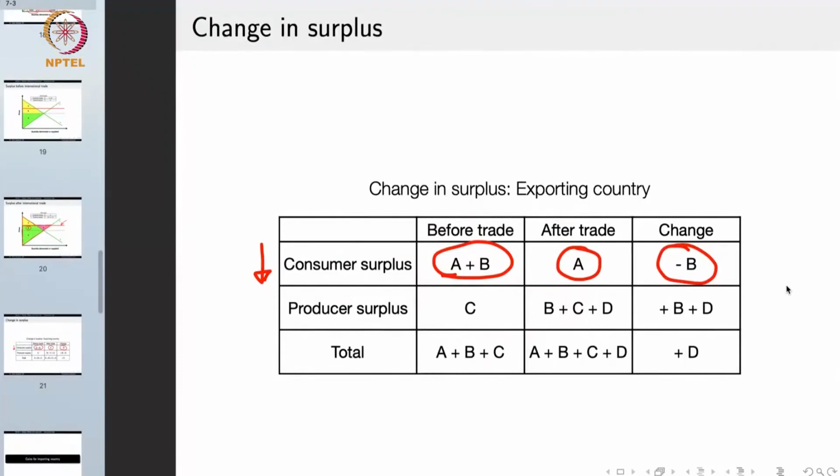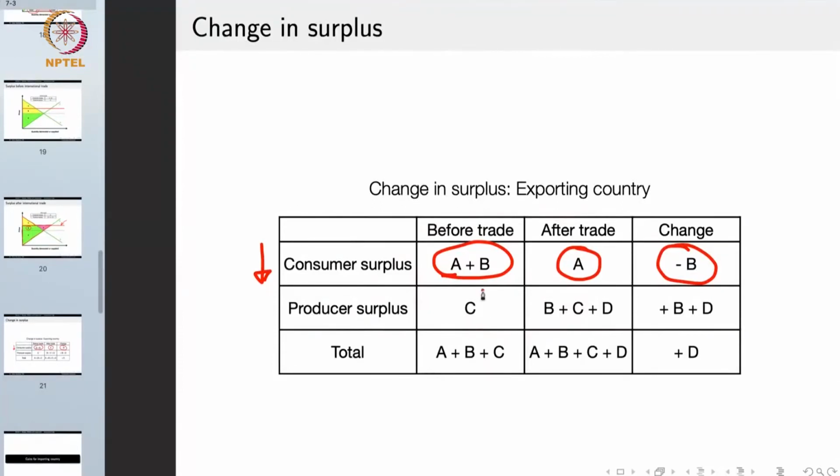And as we had seen before, the consumer surplus is the difference between the value that the consumers put on the good and the price at which they are able to get it. If price increases, their surplus reduces. And which is what we are observing here, because this is an exporting country, which means that the domestic prices were lower, the international prices were higher. So after the trade, the domestic prices also increase, they become equal to the international prices. And with the increase in the price, there is a reduction in the consumer surplus.